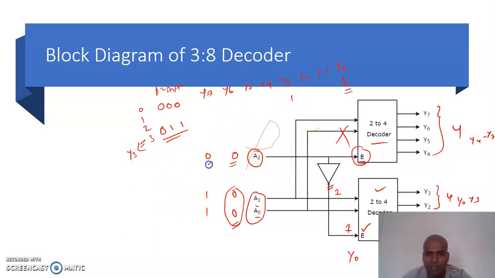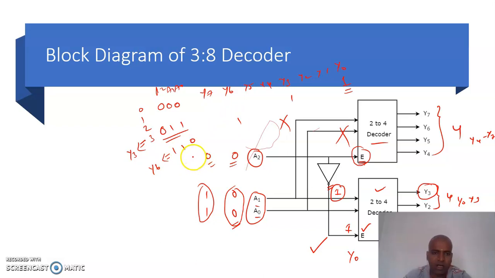Let's check 0, 1, 1. Again 0 in the A2 place, so this one won't work, and this place is 1 again, so now this will work. Now the input is 1, 1. According to the 2 to 4 decoder design, 1, 1 means it will select Y3. Similarly, let me check 1, 1, 0. It is going to select Y6, that is, the Y6 output is 1.